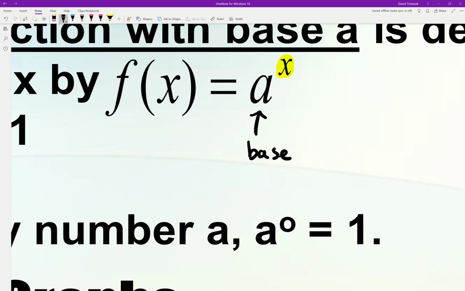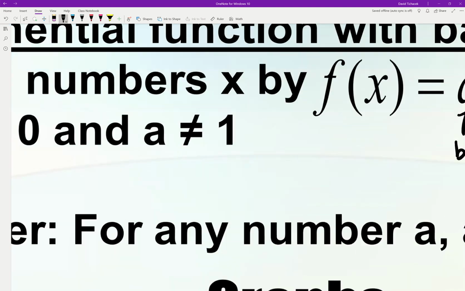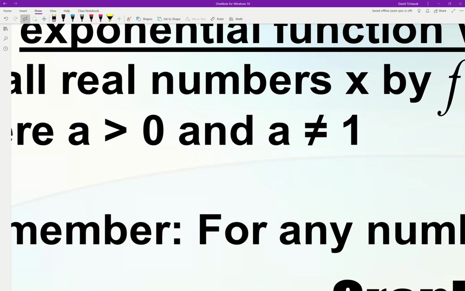In order for us to have something interesting to study, we have some restrictions on this base number a. First of all, we can only have that base number a being a positive number. It has to be greater than 0. We run into trouble if we let a be a negative number. We actually don't get a continuous function in that case. But we also don't want a to be 1, because then 1 to any power is just going to result in 1, and that's just going to create a horizontal line in the plane if we were to graph that, and that's not very interesting.